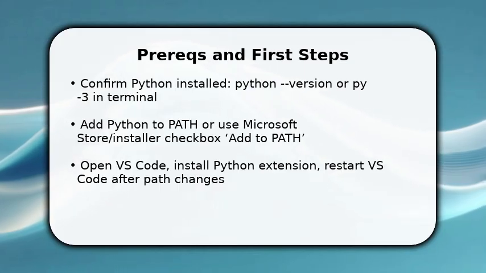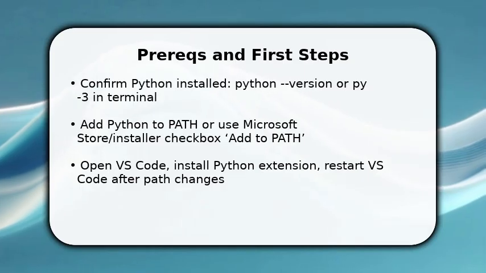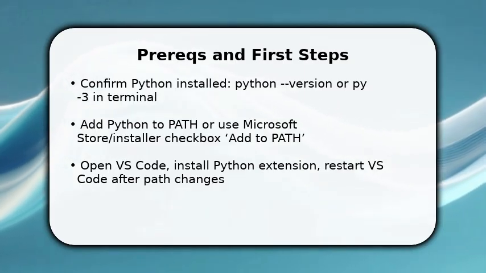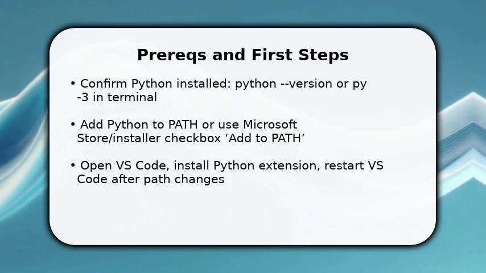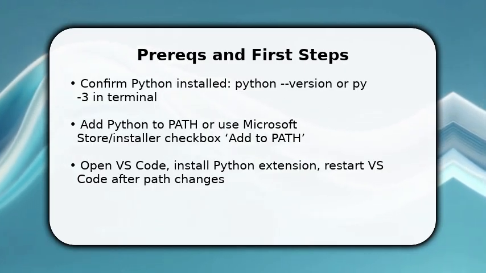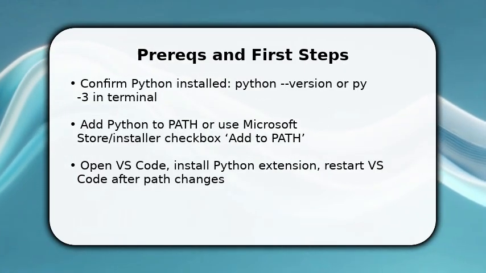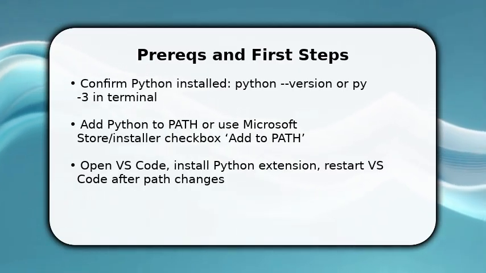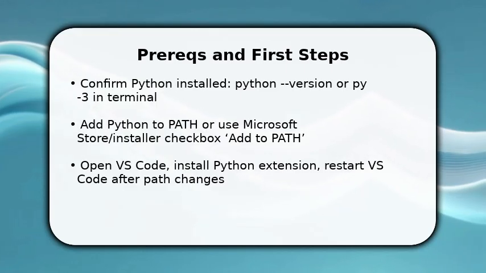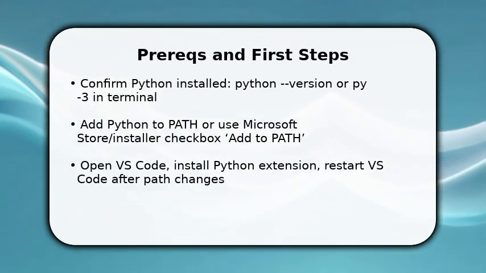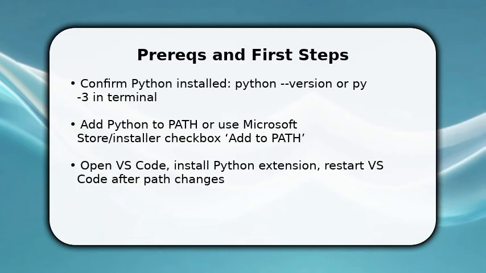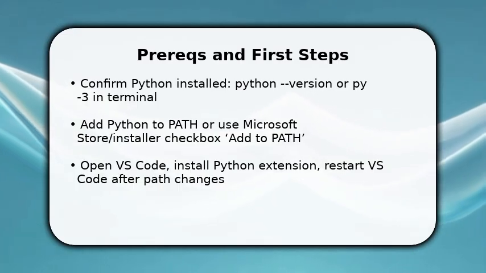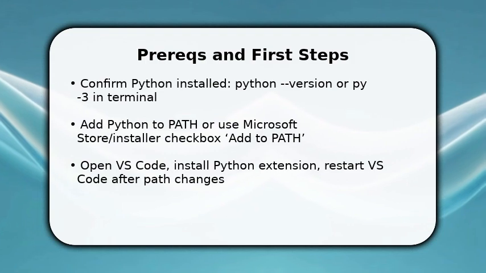You start by verifying Python is actually installed on your machine. Run python --version or py -3. Once you know it's installed, make sure the installer added Python to PATH, or rerun the installer and check "Add to PATH". Then open VS Code and install the official Python extension. After adjusting PATH or installing the extension, restart VS Code so it picks up environment changes. This prevents the common "Python was not found" disconnect.